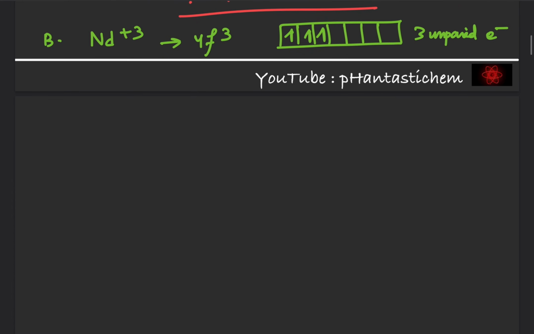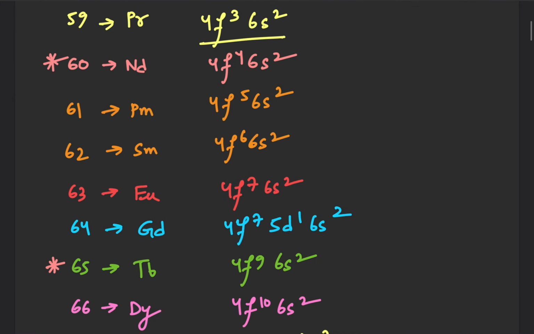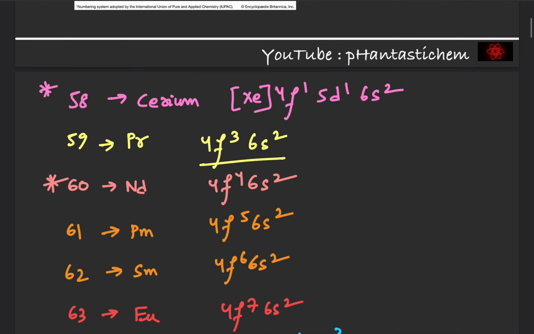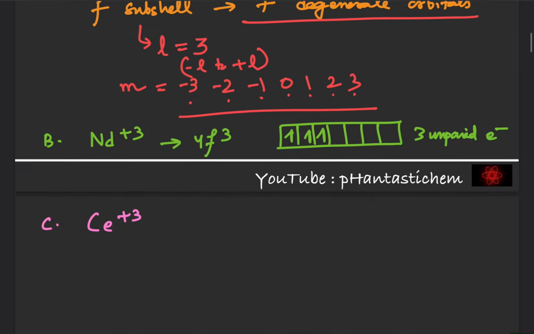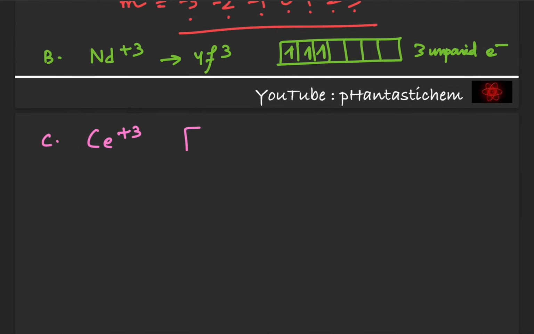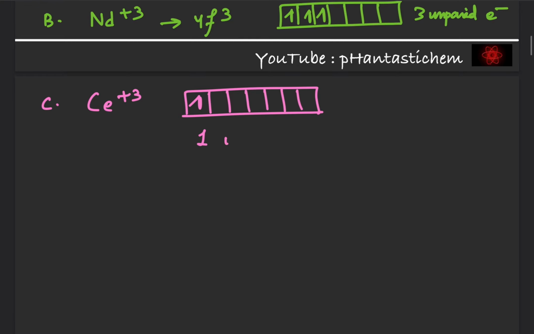Okay. Next we have option C, where we have cerium plus 3. So the configuration of cerium plus 3 will be, remove 2 electrons from 6s and remove 1 from 5d. So we are left with 1 electron in 4f. Okay. So cerium plus 3 will look something like this. 1. So it has just 1 unpaired electron.